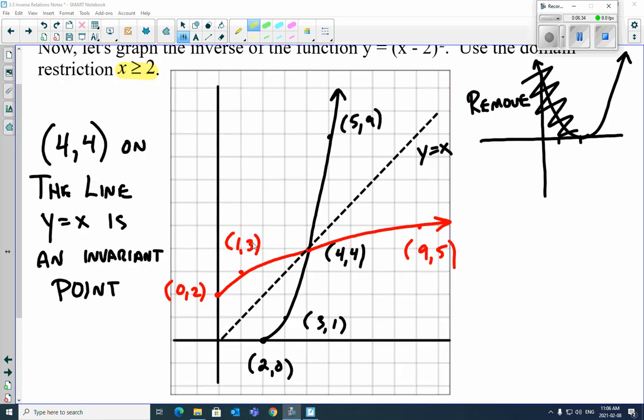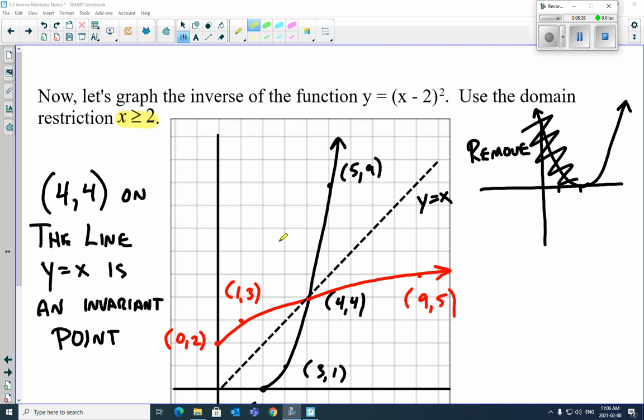So it's really not that tough. The key part about that is you have to deal with the restrictions. You can't have the whole parabola, because if you do the inverse of it, you do not get a function. Okay? So that was 3.5.